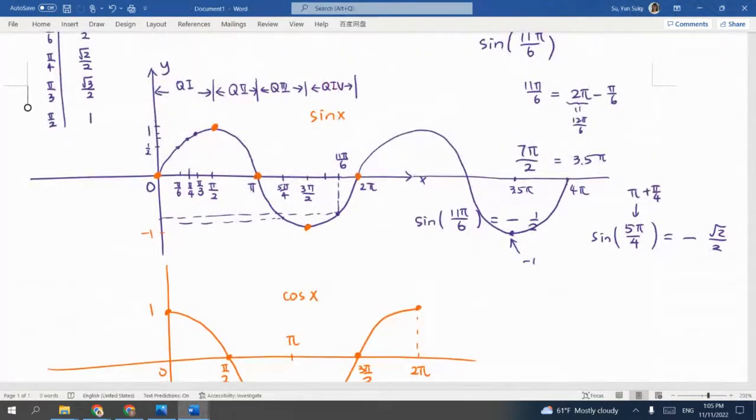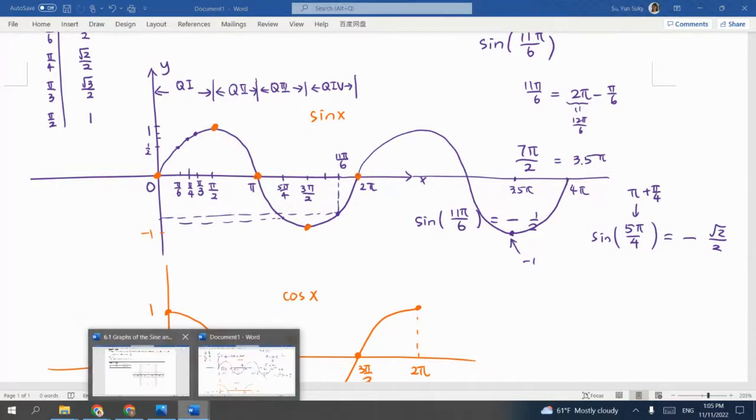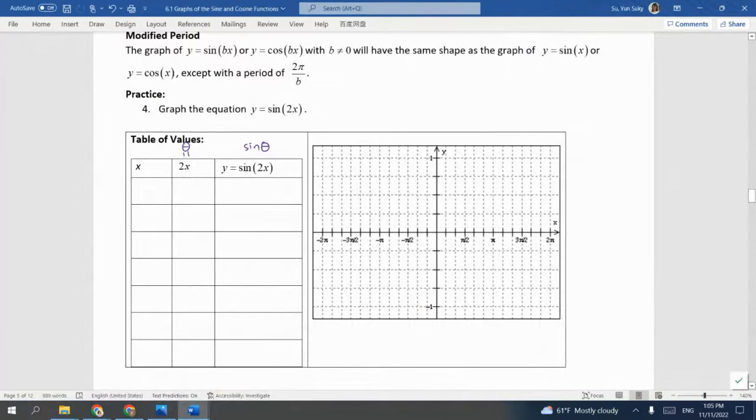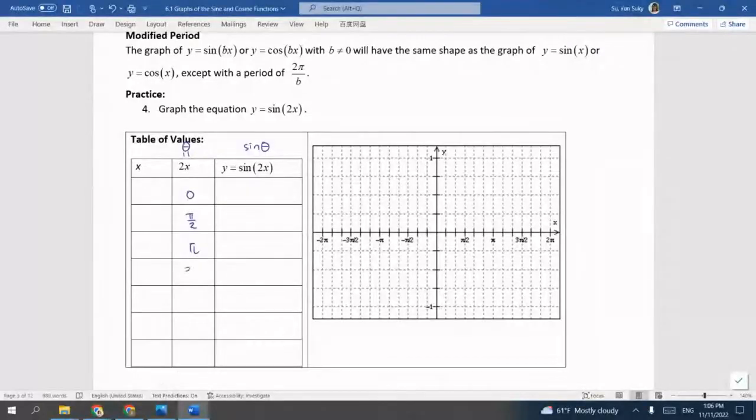Now sine, always remember those are the five key points. The new angle is 2x, but you call it theta. Now you let theta be those five points. Those five points are 0, pi over 2, pi, 3 pi over 2, and 2 pi. Okay, everybody? So that's always the angle, theta.